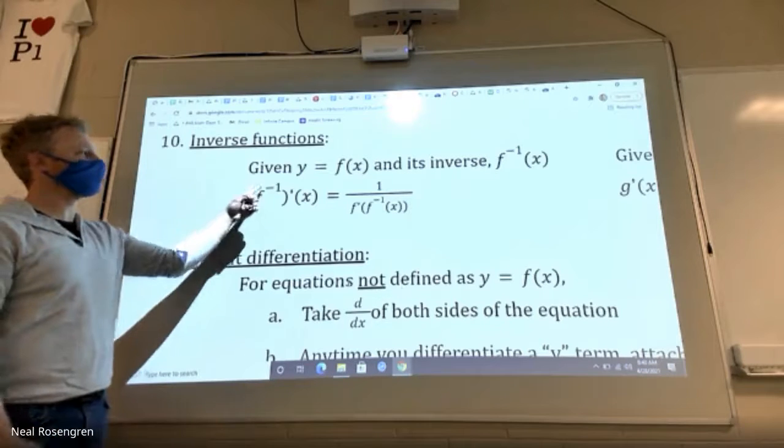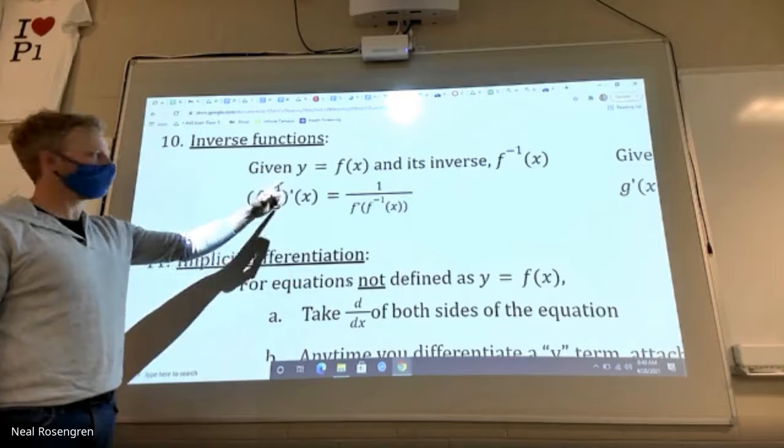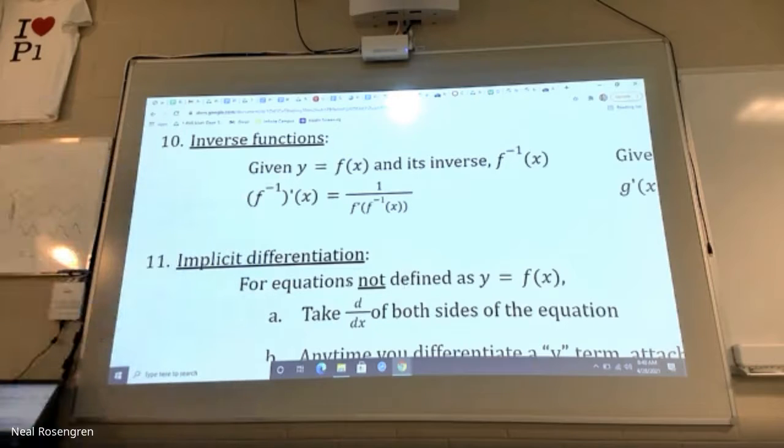So f inverse prime, the derivative of the inverse, is just 1 over a composite function: the derivative of f, whatever the rule is, of, and then you put the inverse in for x instead.